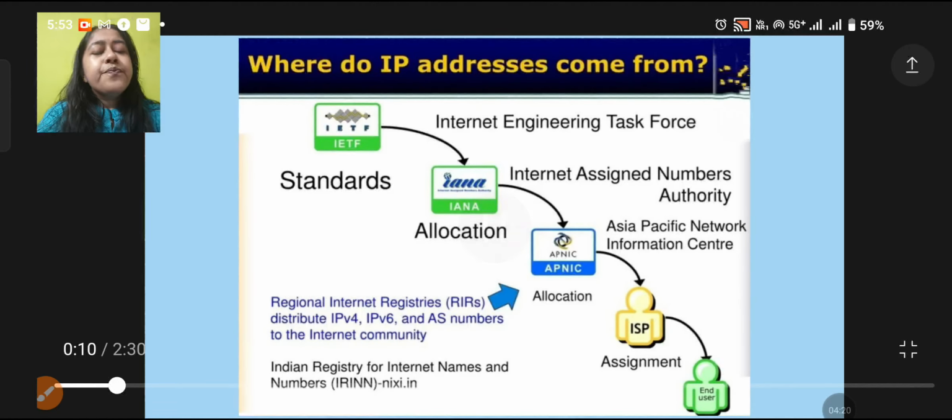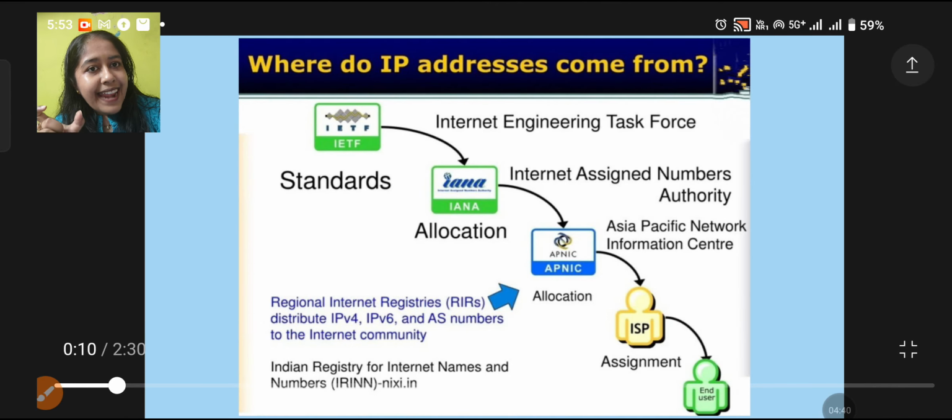Now, where do IP addresses come from? Here you can see there are some standards of the IETF, the Internet Engineering Task Force. This is where these IP addresses start from, the IETF.